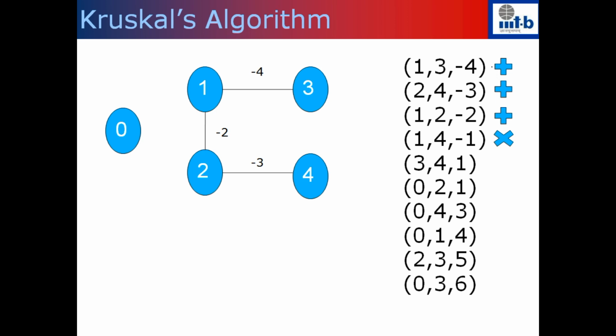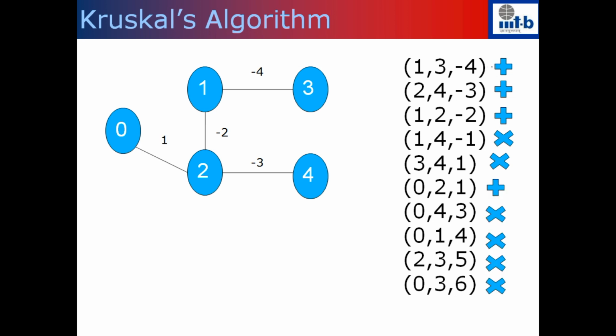So next I'm going to consider 3 comma 4, same thing. These are both within the same connected component. If I add the edge 3 comma 4, it will introduce a cycle, so I cannot add the edge 3 comma 4. The next I'm going to consider is 0 comma 2. 0 is in a different connected component now, and 2 is in the other connected component. If I add this edge, we will not introduce a cycle, and these two connected components will be merged after adding it.